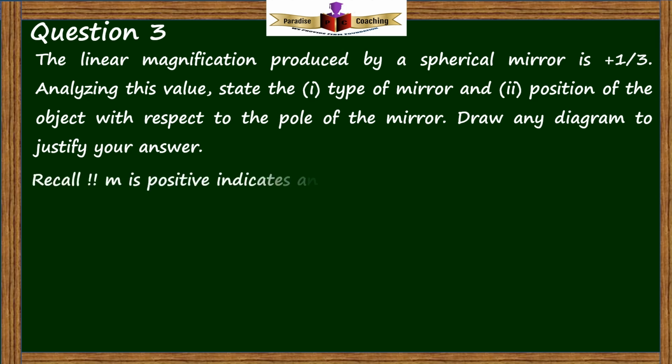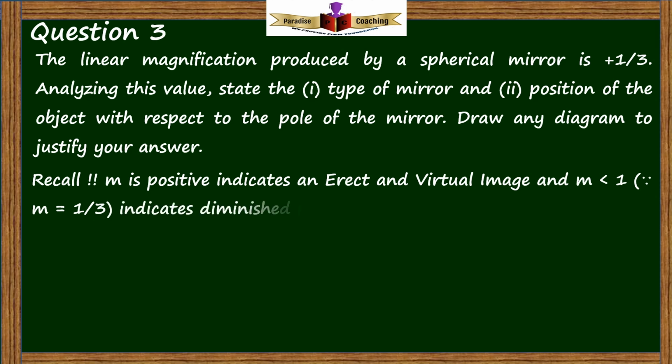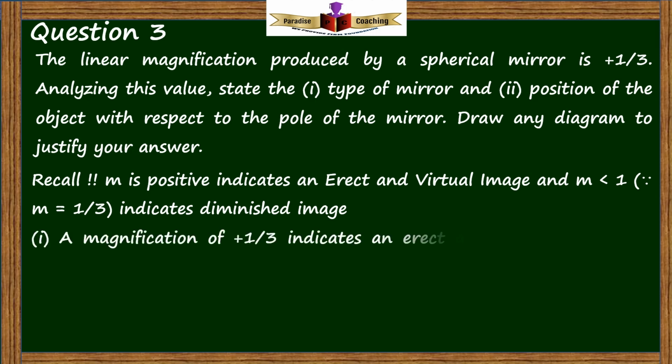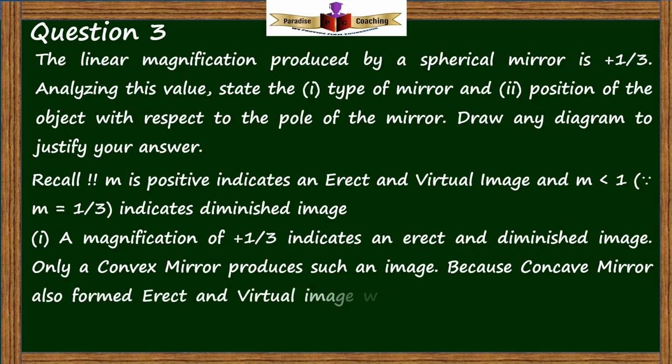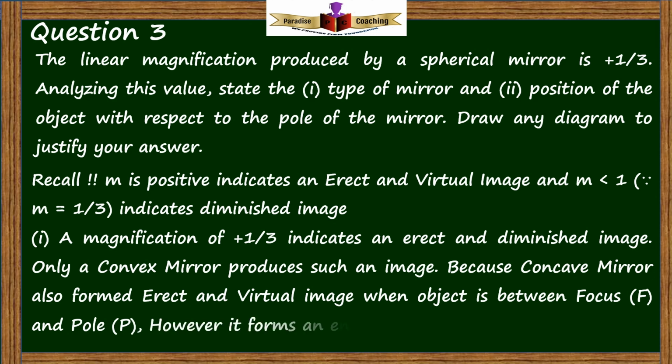Recall, m is positive indicates an erect and virtual image, and m less than 1, m=1/3, indicates diminished image. 1. A magnification of +1/3 indicates an erect and diminished image. Only a convex mirror produces such an image, because a concave mirror also forms an erect and virtual image when the object is between focus, F, and pole, P. However, it forms an enlarged image.